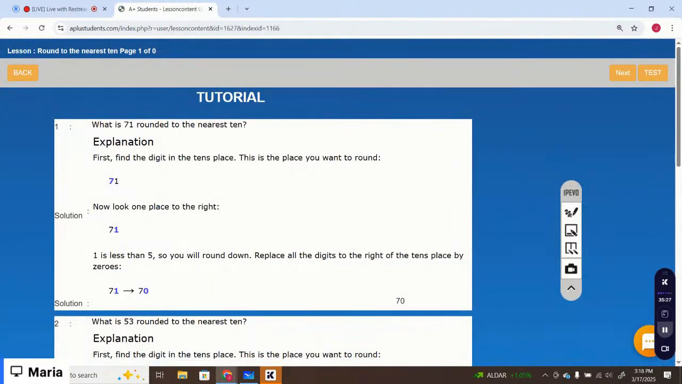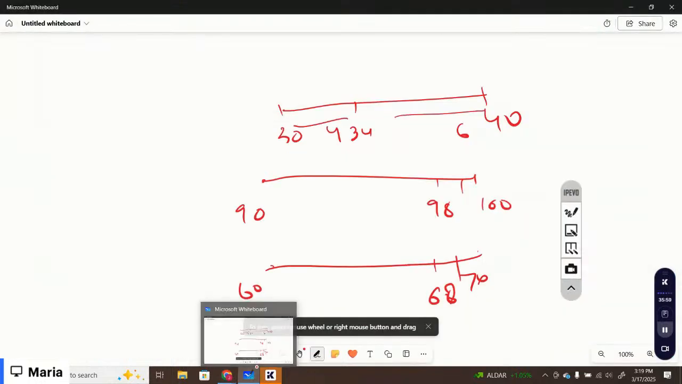Round to the nearest 10. Now that is rounding. The one we did earlier is estimation, right? Now that is rounding. They are a bit similar. Take 71. You can do exactly the same way. You can check 71 is between which two tens, 70 and 80, and that is nearest to 70, so it would be rounded to 70.